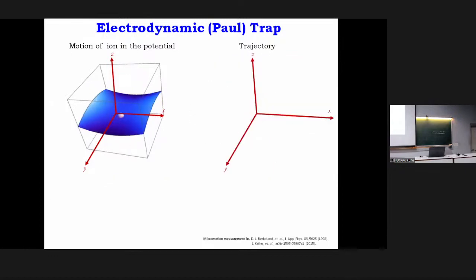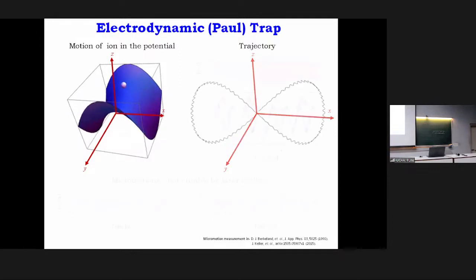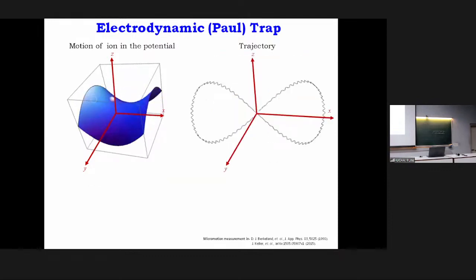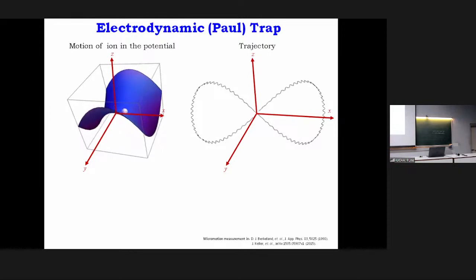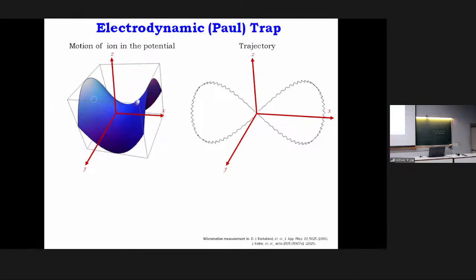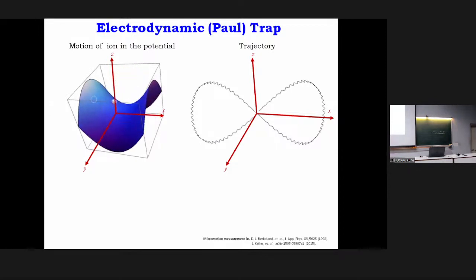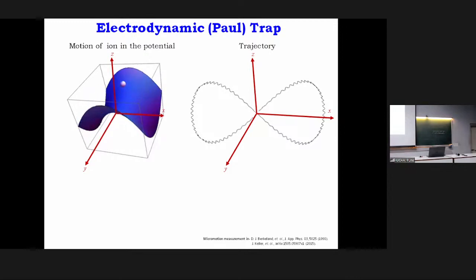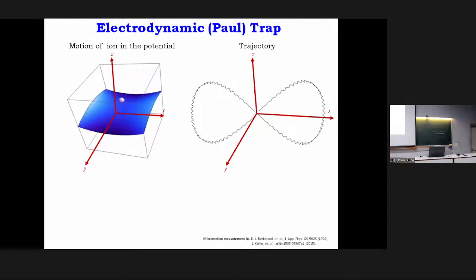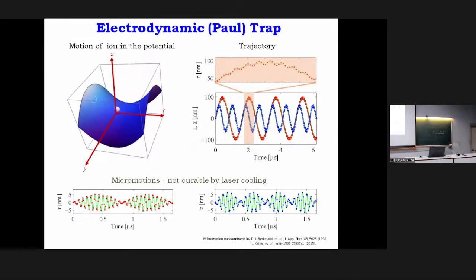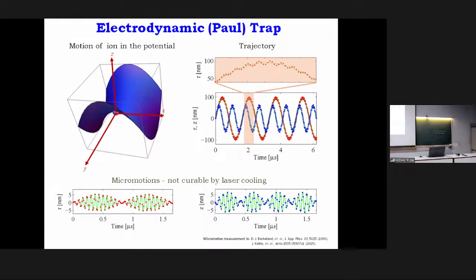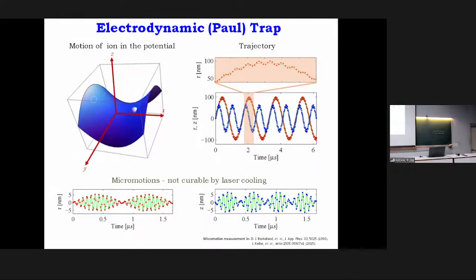This should plot. Okay, anyhow, it doesn't happen, so let me just go on. So you see, there is one motion which is this path. This is called secular motion. This happens at a much slower time scale. But then on top of that, the secular motion gets modulated at a much higher frequency. This is called micromotion. And this is a numerically calculated thing for particular conditions.